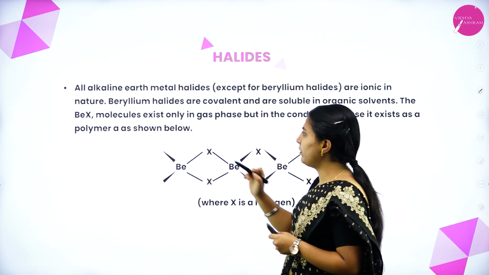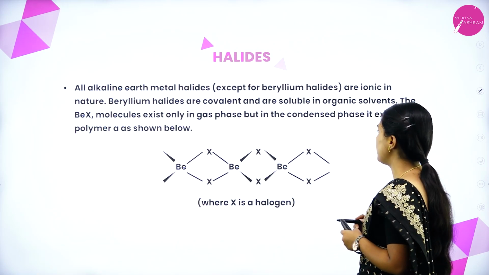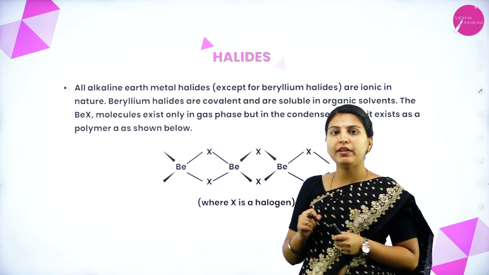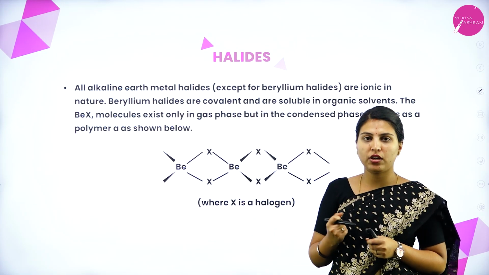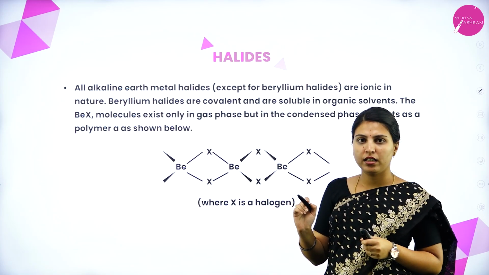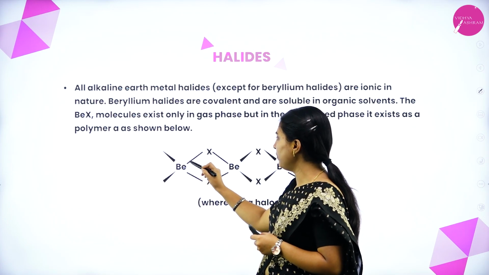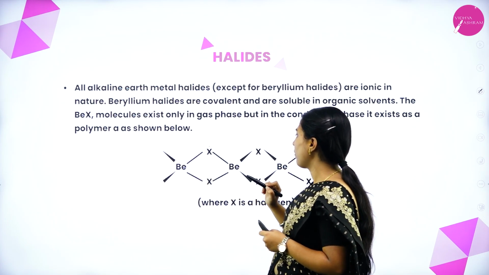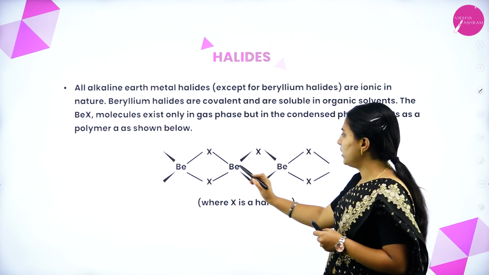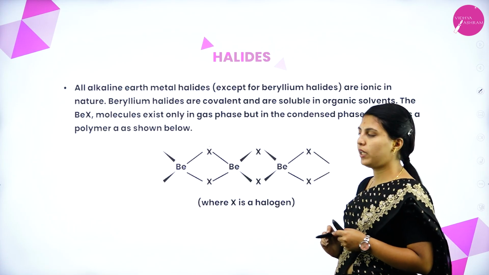The beryllium halide molecules exist only in the gas phase, but in the condensed phase it exists as a polymer as shown below. Usually it will be present in the gas state, but in the condensed state it will act as a polymer. This is beryllium, this is halogen, and it will be formed like a polymer. See, BeX, again BeX, again BeX. It will be like a polymer.